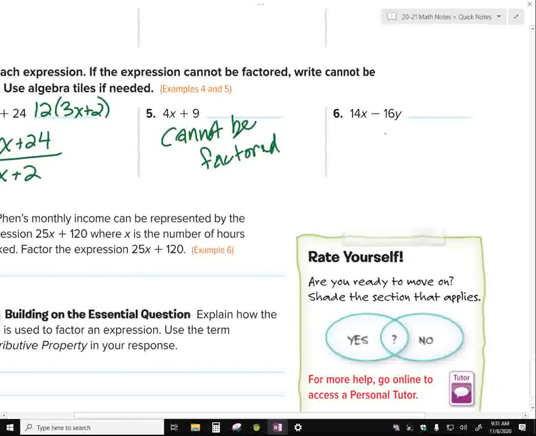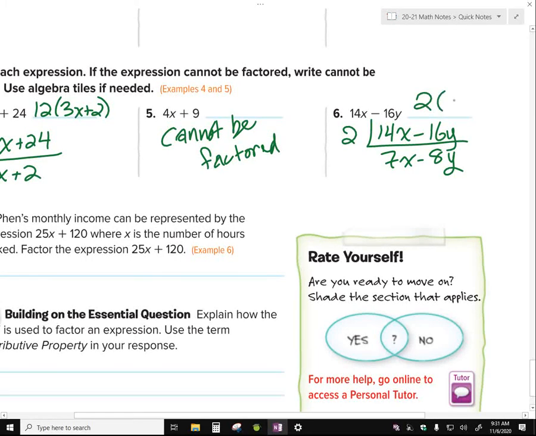For this one, 14x minus 16y. We could do 2. Let's try 2. 7x minus 8y. 7x and 8y don't have any common factors. So it's 2 times the quantity 7x minus 8y.